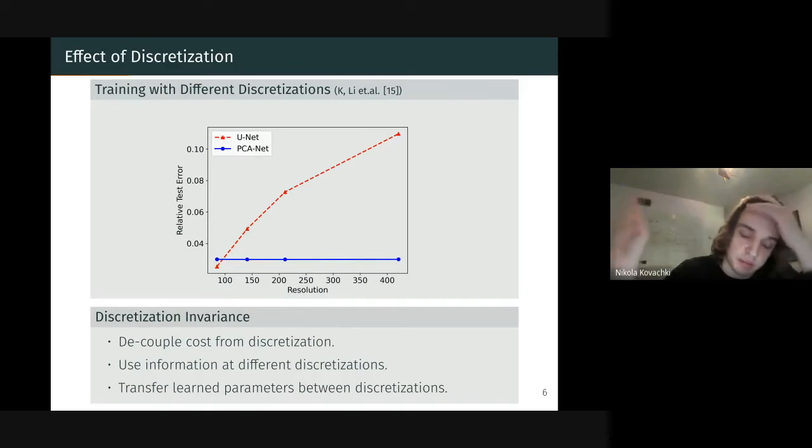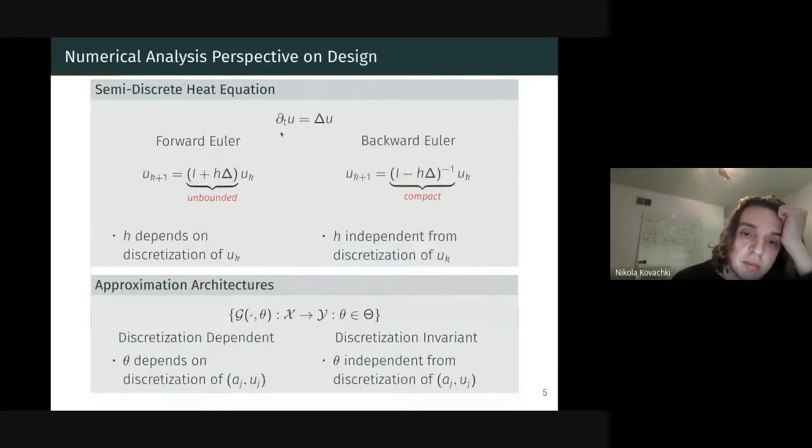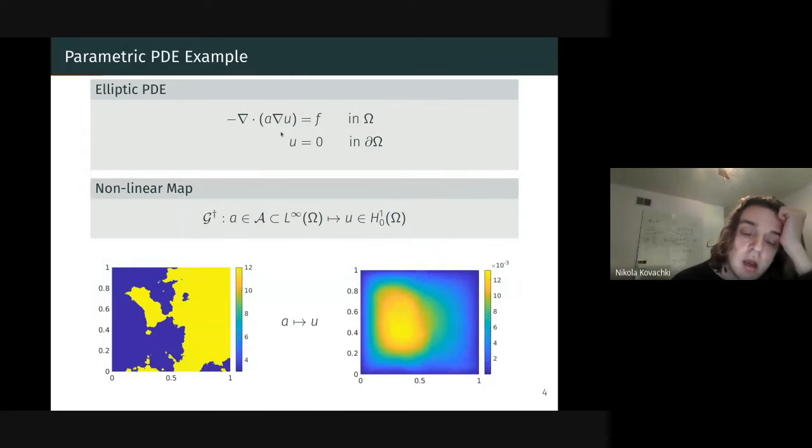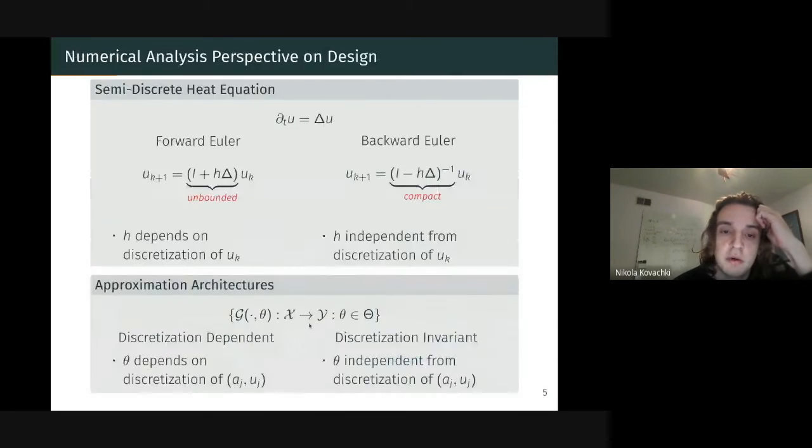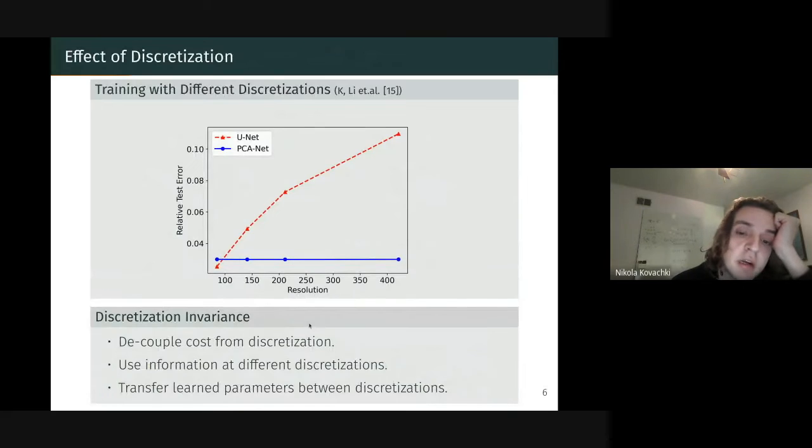So I'll talk about the specifics of the architectures later. But if you just take a U-Net and you look at different resolutions, so I'm looking at this problem, and I'm taking data which is discretized on different grids, and then I'm actually retraining the architecture with the same exact data, just given on different resolutions of the same grid. And then I'm looking at a test error. So if I take a U-Net which is discretized to be parameter dependent, what I'll see is this growth in the error. So as I increase the resolution, the error grows.